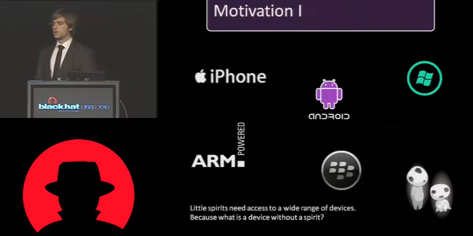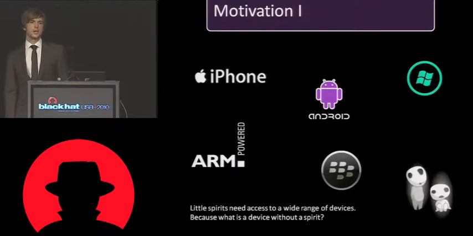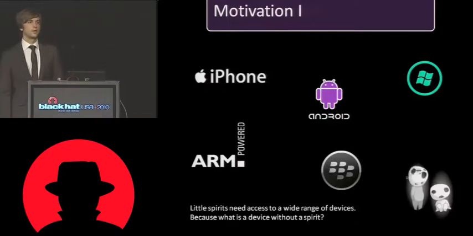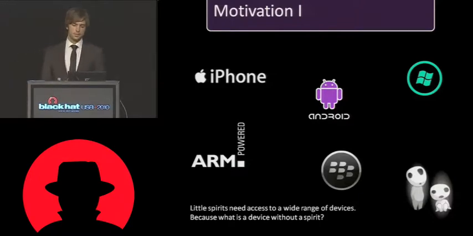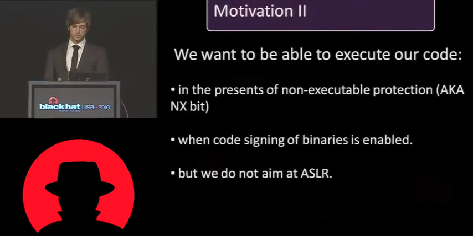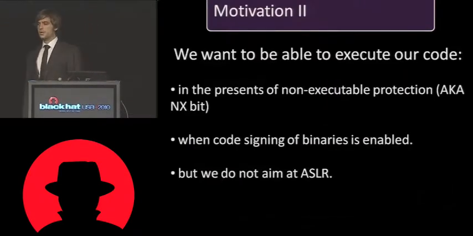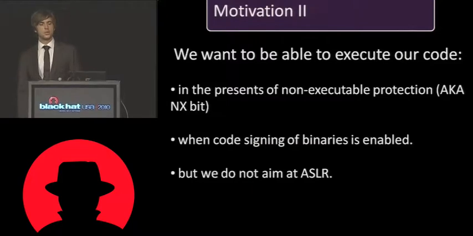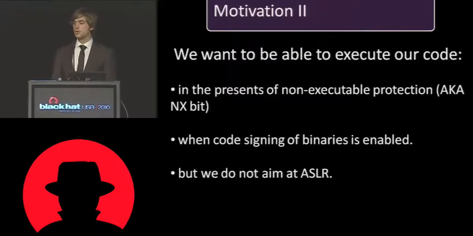So what's the motivation to do this? We have a whole lot of binaries, a whole lot of devices that today use ARM as their major platform to build upon. So iPhone is actually only one of them. And as we are friends of little spirits on devices that keep us from having access to them, even though the owner or the vendor might not even want that, that is kind of the goal of the whole thing. So we want to execute our code in the presence of non-executable protection, like Vincenzo already said, aka the non-executable bit, or write-xor-execute software protection, and when the code signing of binaries is enabled, like they have shown at the Pwn2Own contest at CanSecWest.